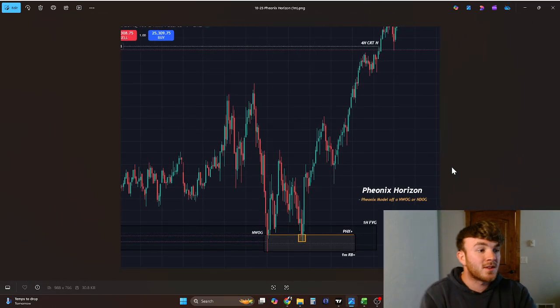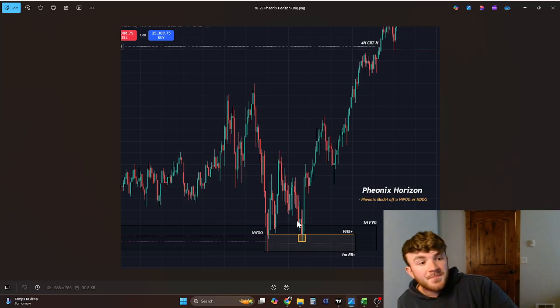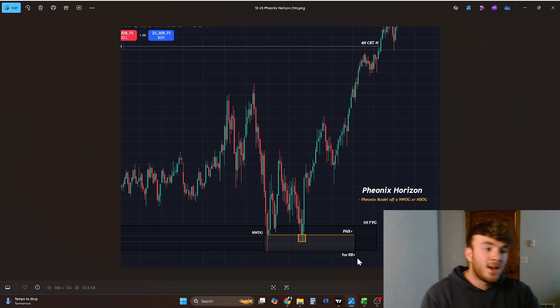I was experimenting with a new idea where basically when we have Phoenix model off a new week opening gap, it's still experimental, but I'm thinking that could be higher probability where we get a Phoenix model off a new week opening gap. And yeah, you can see how we got that perfectly.